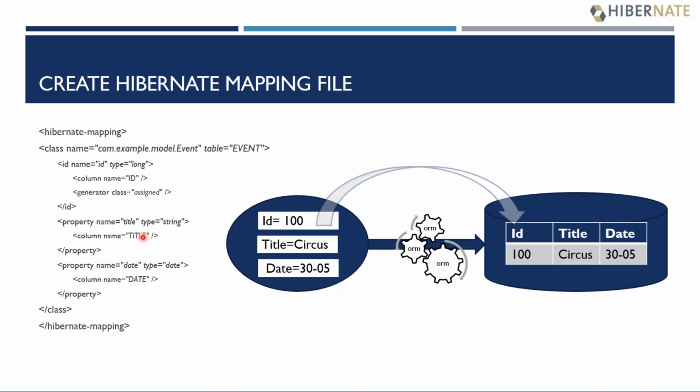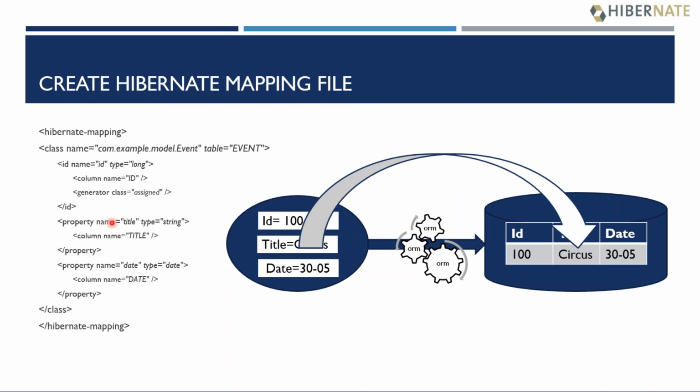The second property is property name equal to title. This is your Java property, and its data type is specified as string. This property is mapped to the title column in the table. So that is what we are specifying: column name is equal to title. This is how we are mapping.